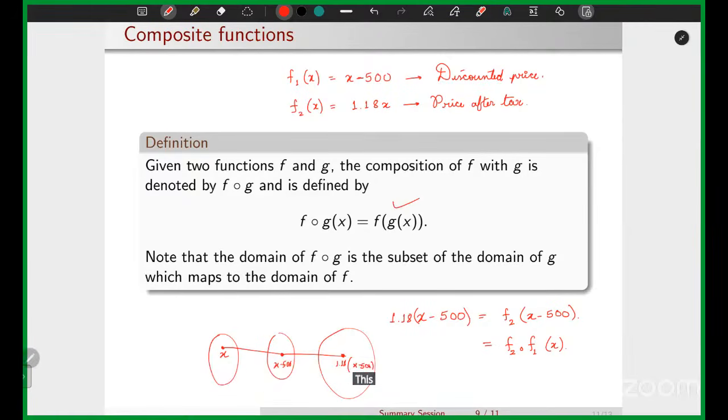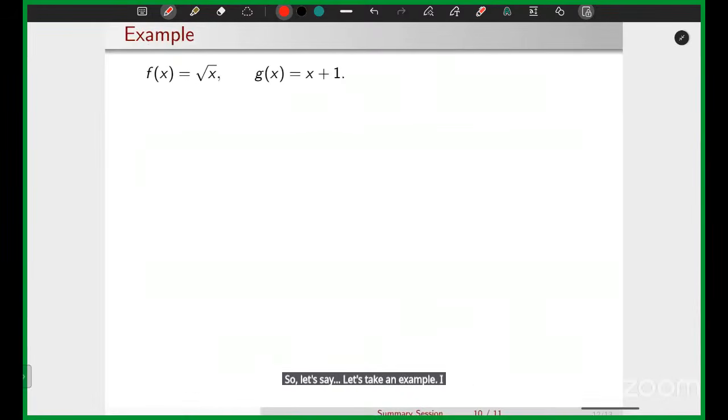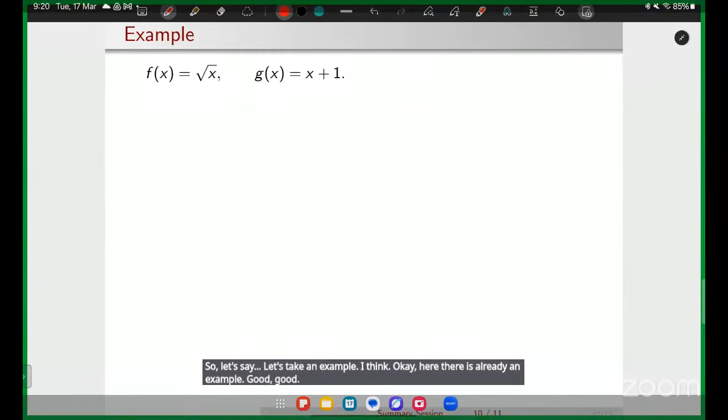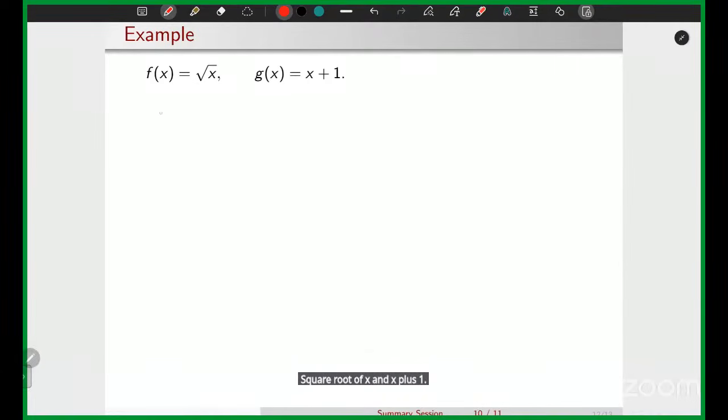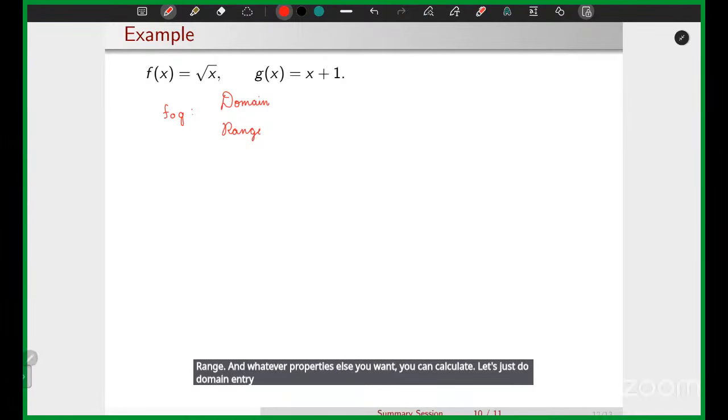This is somewhat loosely written in this block because I've not defined what the domain is and so on. So let's take an example. Okay, here there is already an example. Good. Now if I have square root of x and x plus 1, let's first take f of g. What is the domain, range, and whatever properties else you want, you can calculate. Let's just do domain and range, and description, of course, we have to write it down.